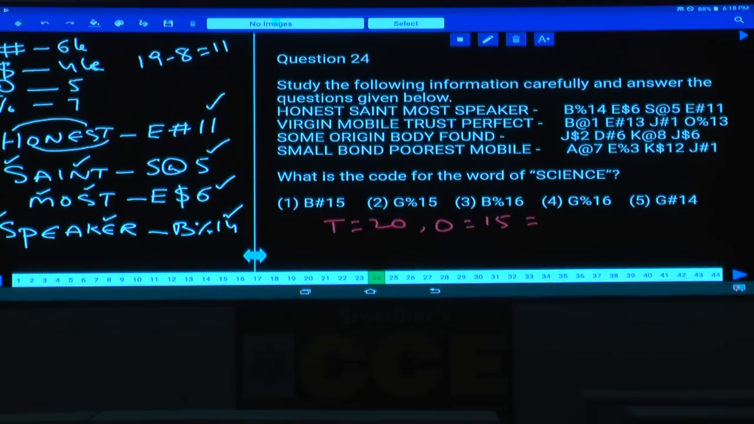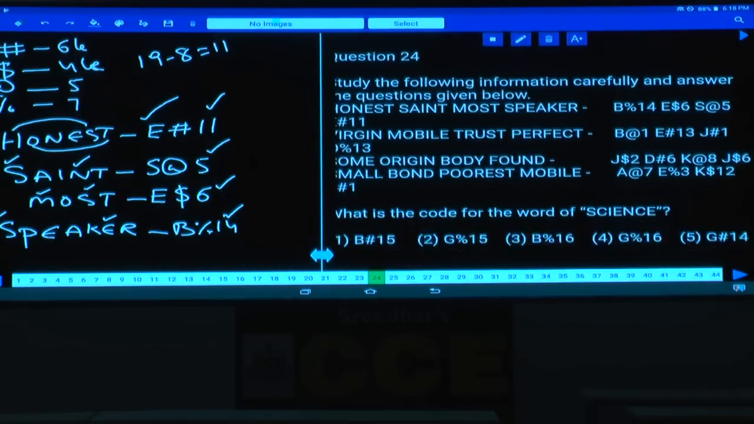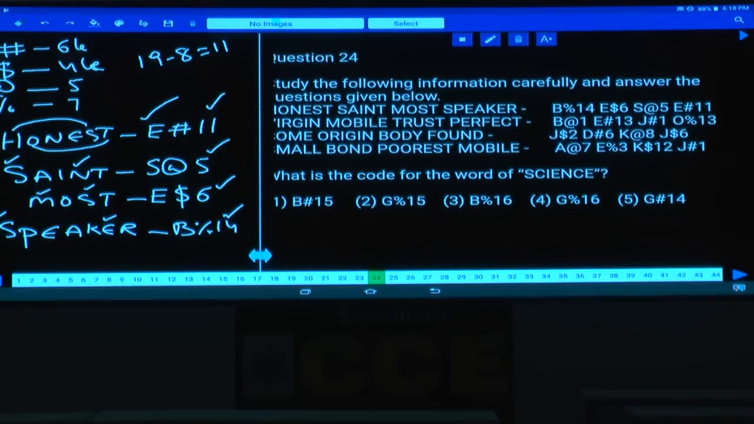15. Now the difference between 20 and 15 is how much? 20 and 15 is 5. Now this 5, the fifth letter is E. The fifth letter E is the answer. Done with this? Let us cross check once again for this. Then what is the next one here? Tell me.